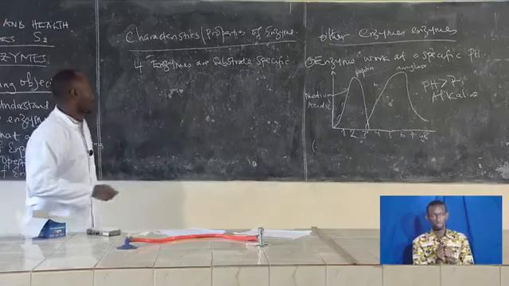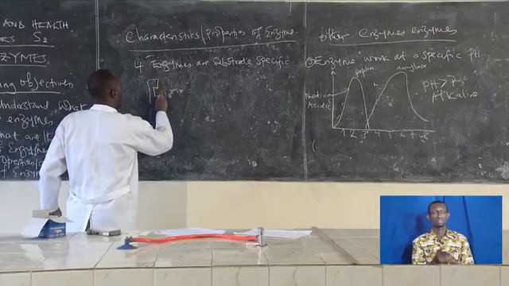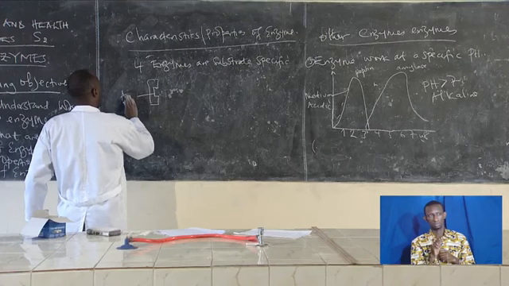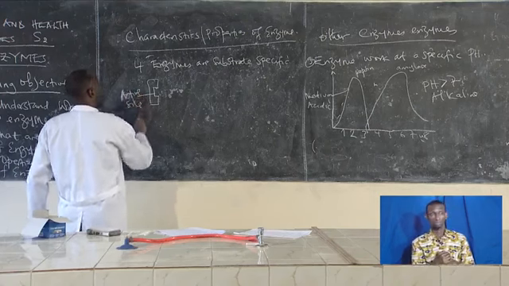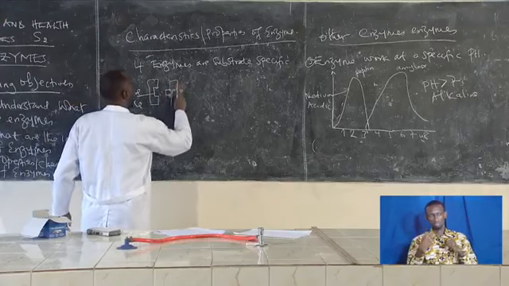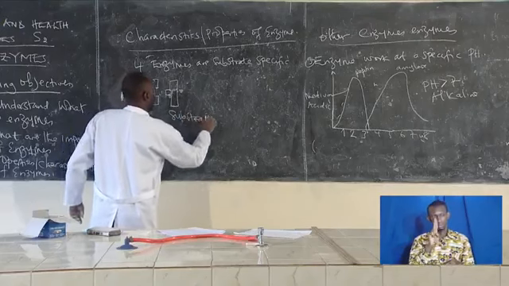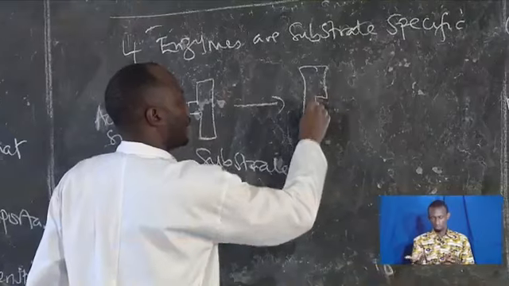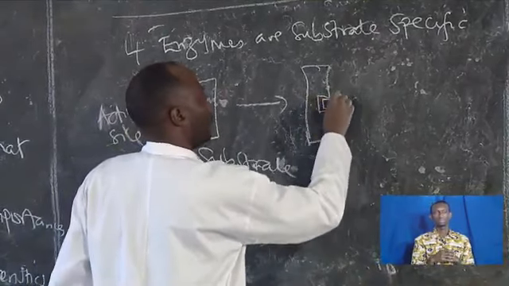Let me say this is supposed to be an enzyme, and every enzyme must have what we call an active site, where a substrate will come and bind. This is an example of a substrate. Then after combining, we are going to have a diagram like that.